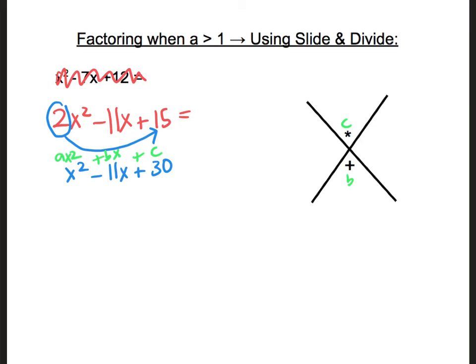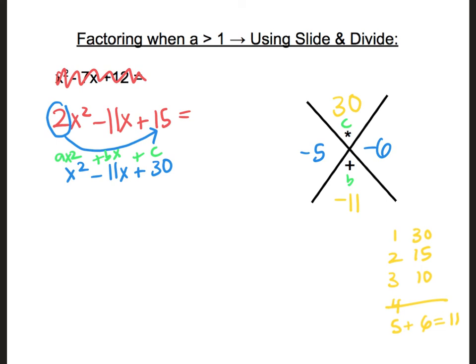So let's put our numbers where they go. c is 30, and b is negative 11. So we're looking for two numbers that multiply to 30 and add to negative 11. Again, if you want, you can list your factors of 30: 1 and 30, 2 and 15, 3 and 10, 4 doesn't work, 5 and 6. And we're looking for two of those we can use to get negative 11. Well, I noticed that 5 plus 6 equals positive 11, so those are going to be the two I choose, 5 and 6. But then because it's negative 11, they both need to be negative. So we have negative 5 and negative 6.